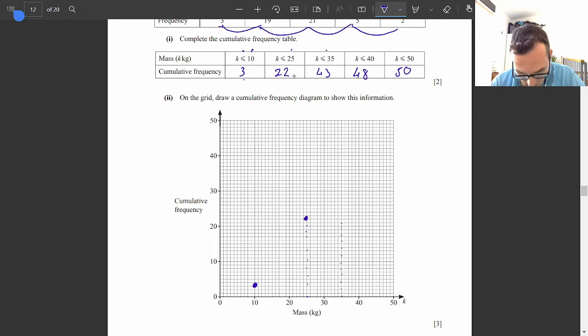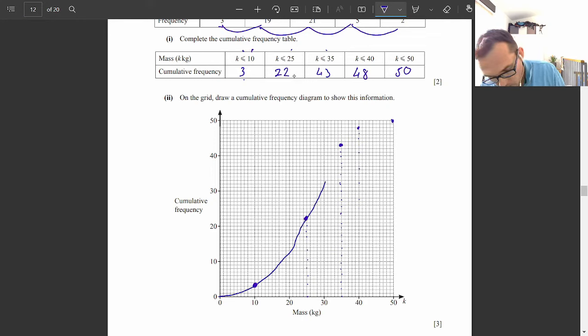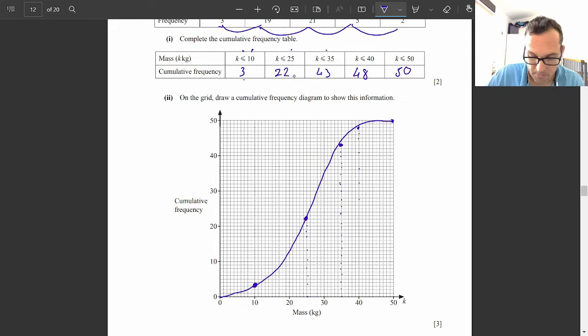35 adds up to 43, 40 and 48 over there, and 50, 50. And when we connect it freehand with a pencil and no ruler, it should look something like that. Okay, if it comes out a bit wonky like mine, always rub it out. And it's easier to do this on a piece of paper than on a screen.